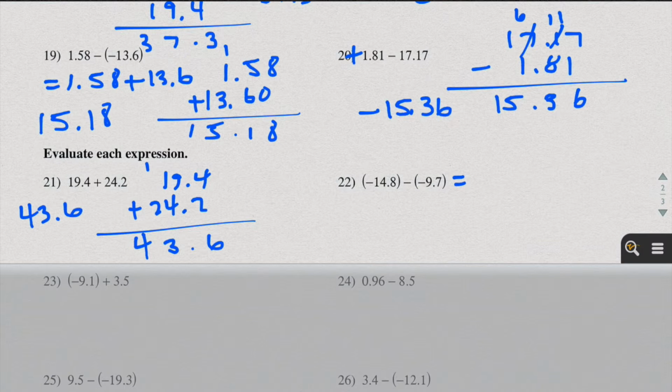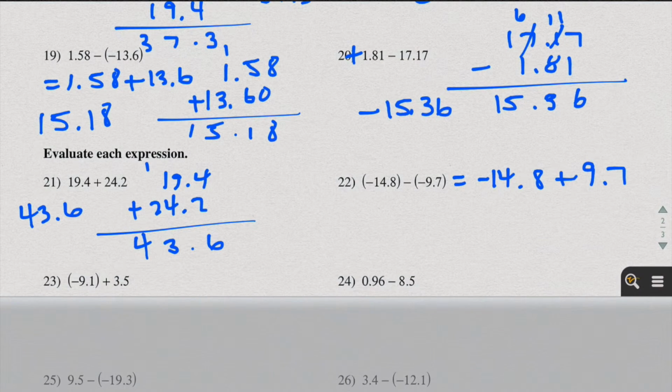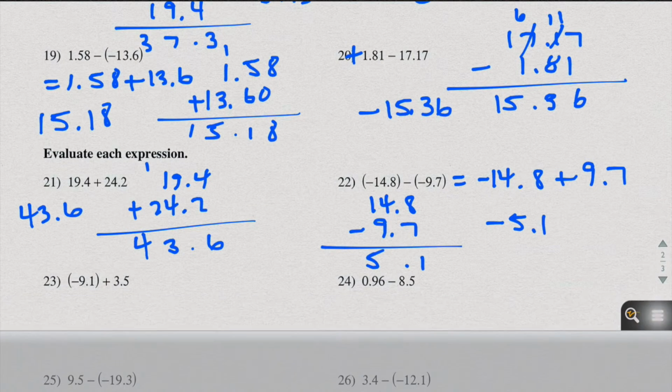Number 22. Negative 14.8 minus negative 9.7. Rewrite it so that we only have one sign instead of two next to each other. So a negative and a negative becomes a positive 9.7. Because the signs are different, we're going to find the difference or subtract them. 14.8 minus 9.7. 8 minus 7 is 1. Bring down the decimal. 14 minus 9 is 5. So we get 5.1. Because the 14.8 is a larger number than 9.7, we're going to use the sign associated with the 14.8, which is a negative, so we get negative 5.1.